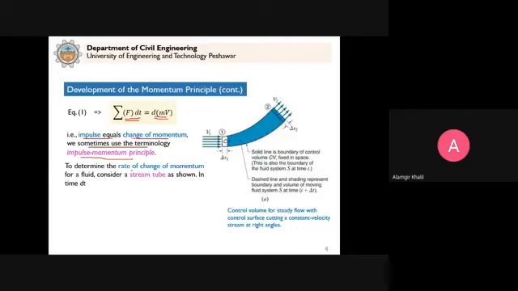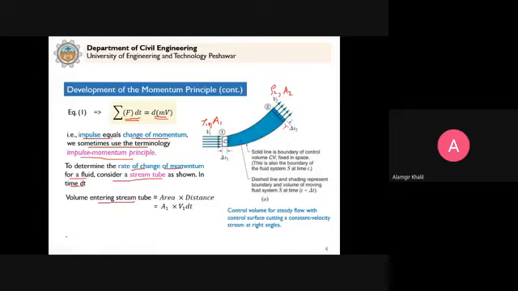Now to determine the rate of change of momentum for a fluid, consider a stream tube as shown. We consider a stream tube. Now in time dt, what volume of fluid is entering the stream tube? As I wrote down before, let's assume that we have rho 1 into A1 at section 1, and here we have rho 2 into A2, and we have V1 and V2. Clear?